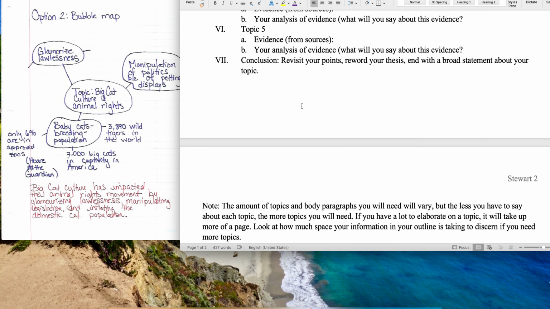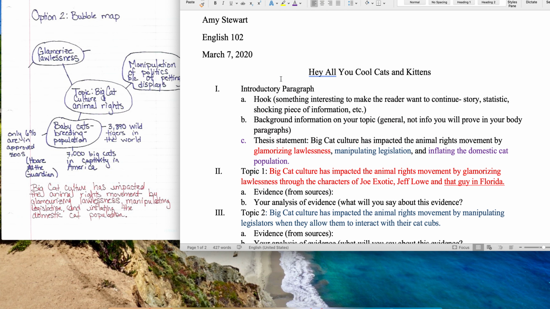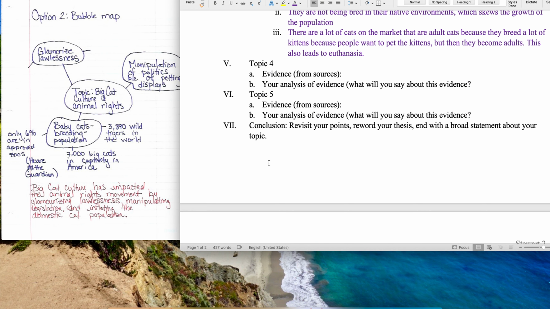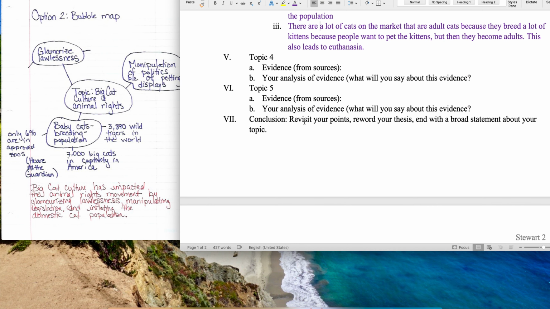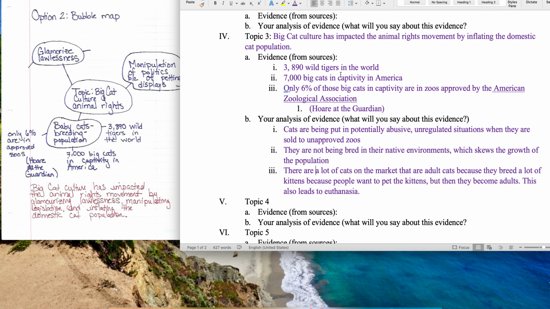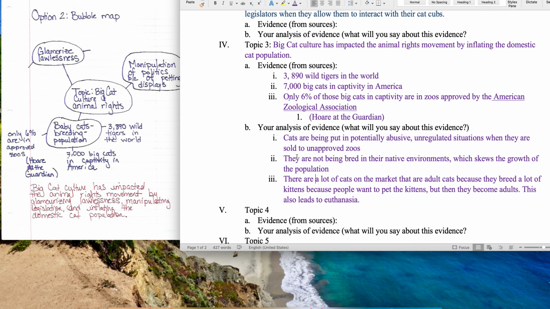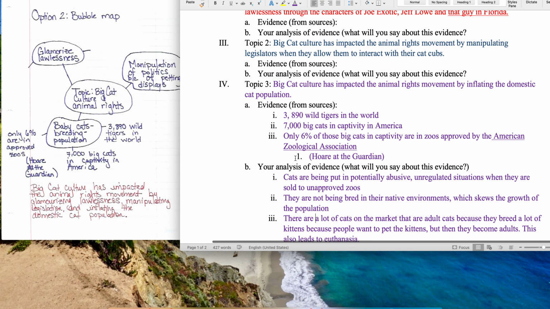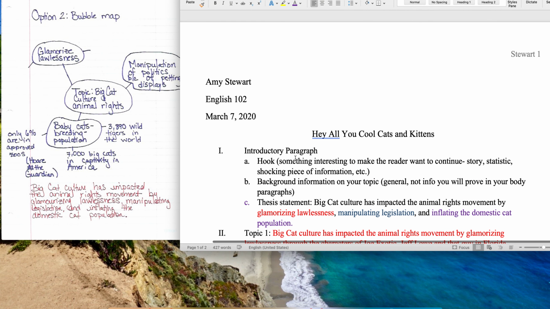Things like your background information, your hook, your conclusion, I'm not actually that concerned about you filling those in the outline unless it is helpful to you. What I'm really concerned about is you getting the bulk of this information prepared before you start to write so that you have organized your thoughts.